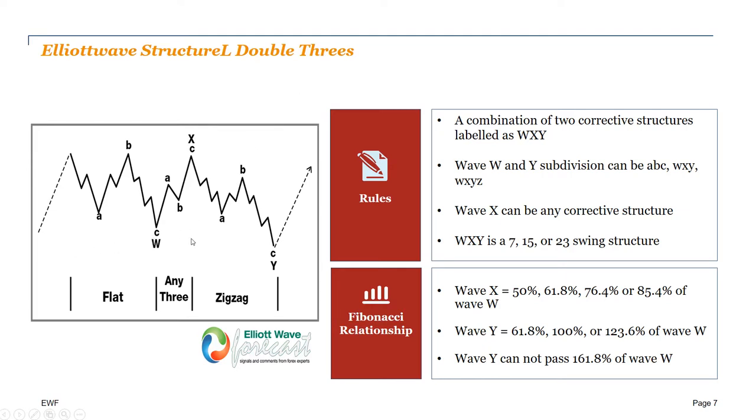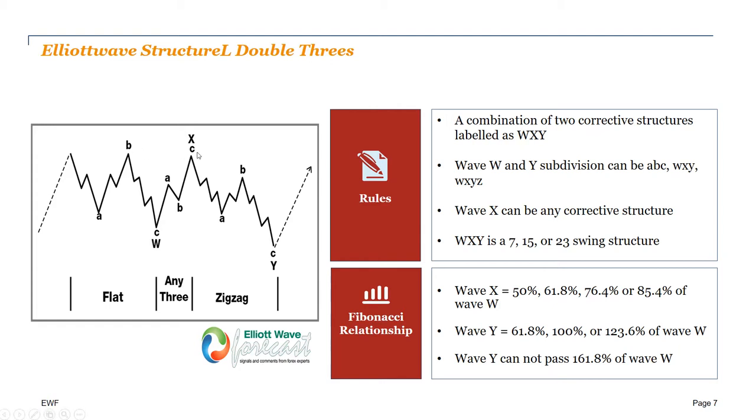This is a combination of two different corrective structures, combined by WXY. So in this case, on the left side we have a flat structure, on the right side we have a zigzag structure, and then we combine the two corrective structures together with a WXY. So this is called double threes. Now if the left side is a zigzag and the right side is also a zigzag, we call it a double zigzag because we have two different zigzags combined together.